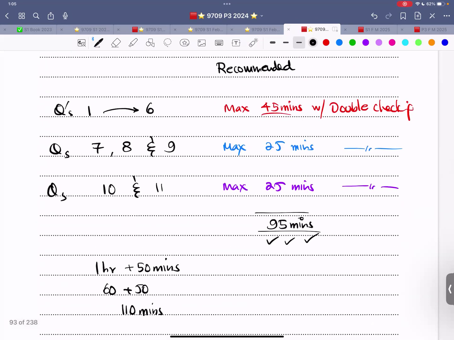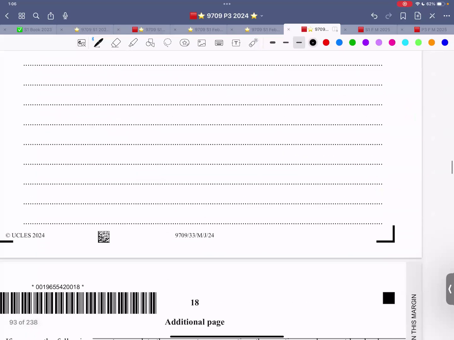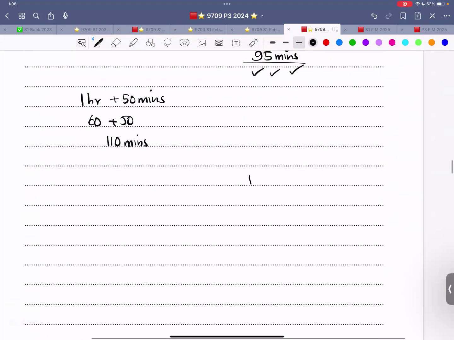So just make sure that you follow this instruction if you want a nice grade. The first 6 questions, maximum 45 minutes, 7, 8, 9, maximum 25 minutes, 10, 11, maximum 25 minutes, and then you are all set to go. So which paper was this? This was May, June 2024, variant 33 of P3, all done and dusted.